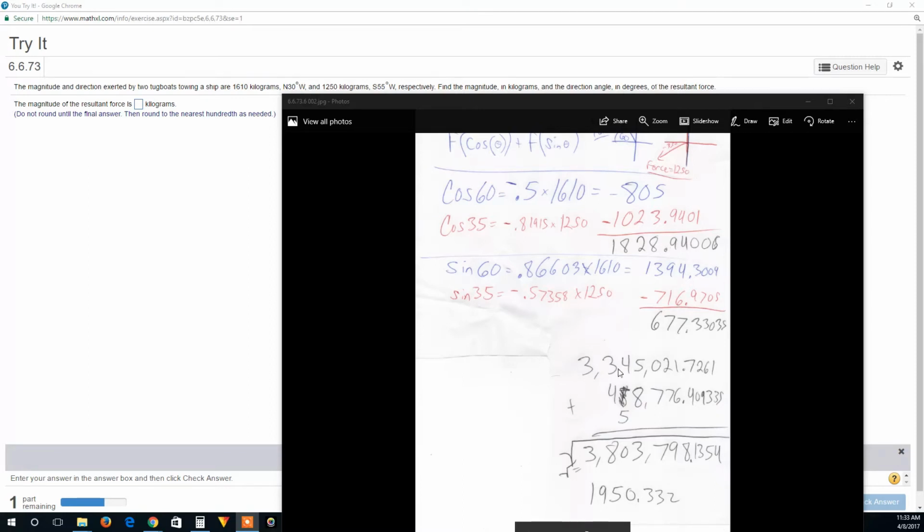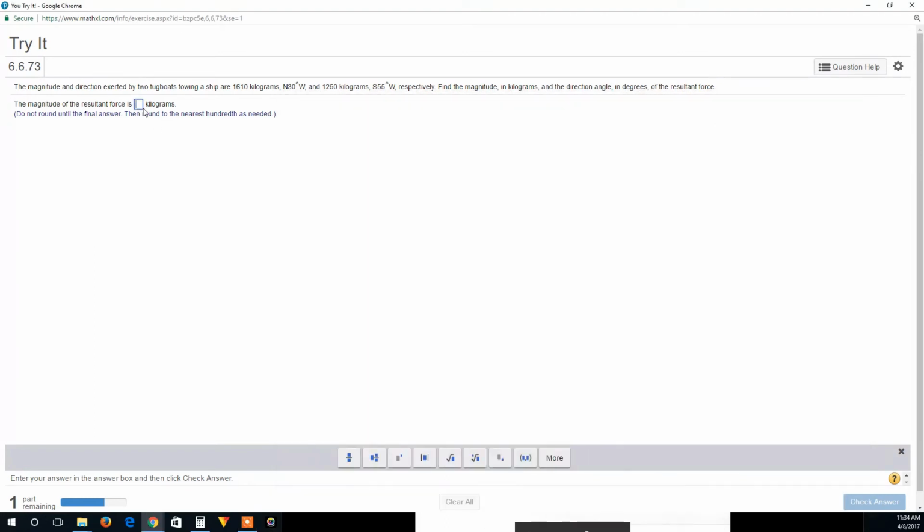So I went ahead and squared the top. 1828 squared became 3,345,021, and I didn't even square it here. I had the exact value from the calculator, and I squared that exact value. Same thing here, I had the full version and I squared it. But I did use these abbreviations later. I added them together to get 3,803,798.1354. Went ahead and took the square root of that to get 1950.332. You're going to round that to the nearest hundredth to get 1950.33. So that will be our force.